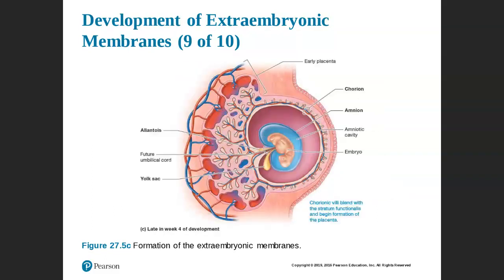Now you've got the formation of extraembryonic membranes, and this occurs where the chorionic villi will now blend with the stratum functionalis, as you can see over here. Here's the maternal blood supply over here. And of course, this is the fetus developing over here, the early embryo. Remember, this is weeks 3 through 8. So it begins the formation of the placenta. Again, here's your chorion out here, the amniotic cavity, and the amnion. And this is your developing embryo.